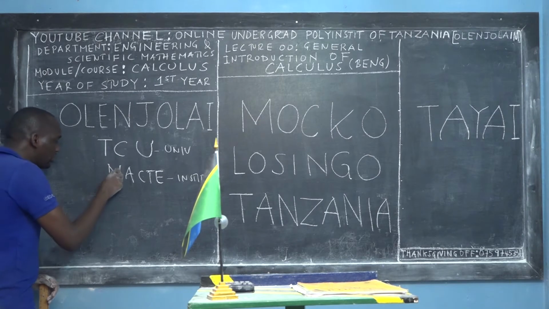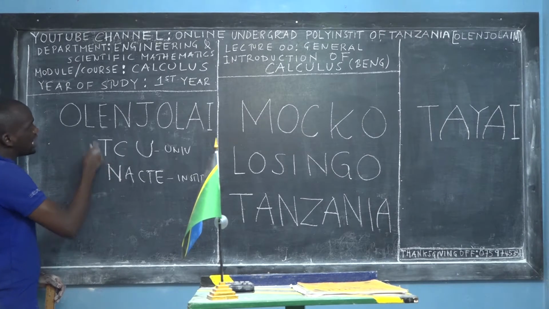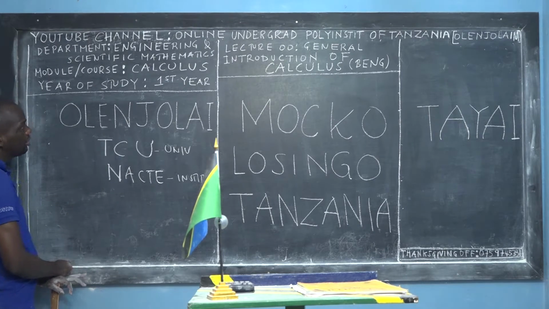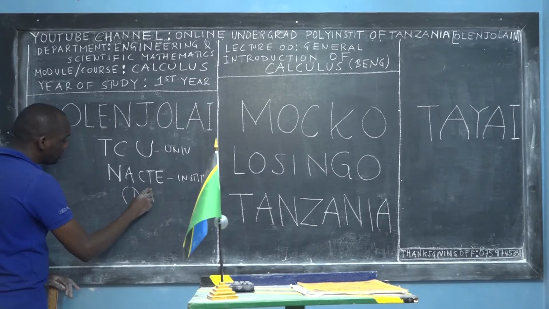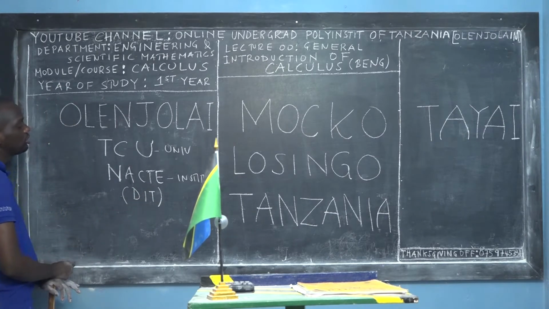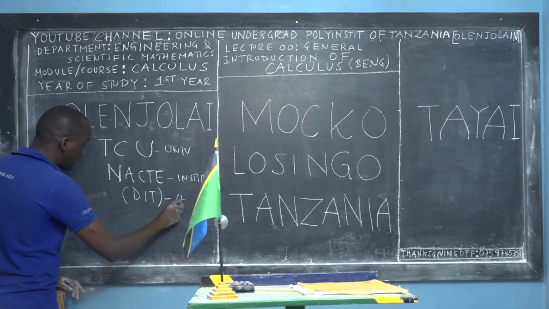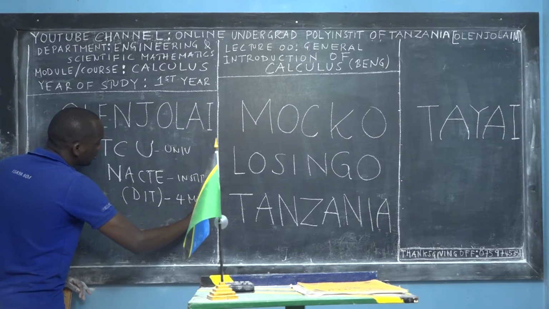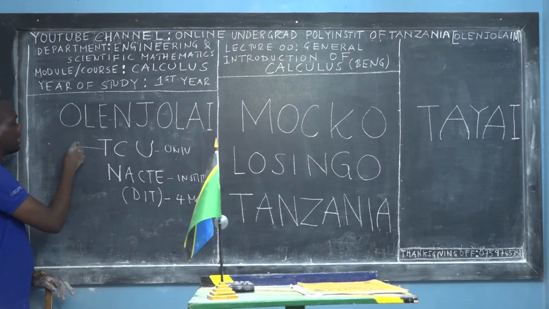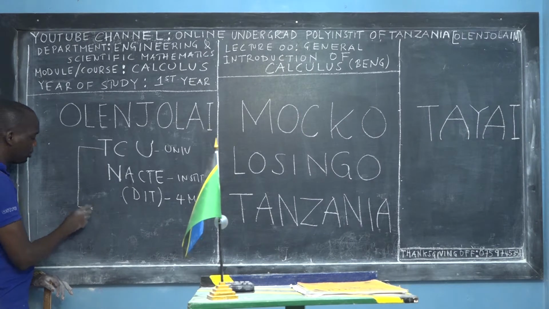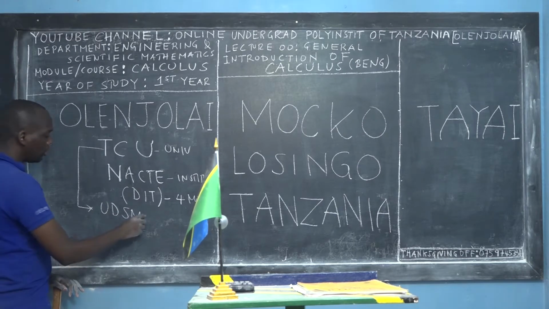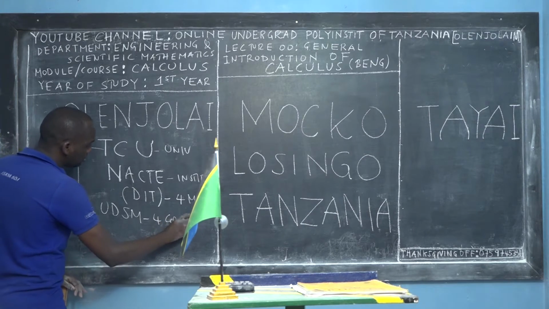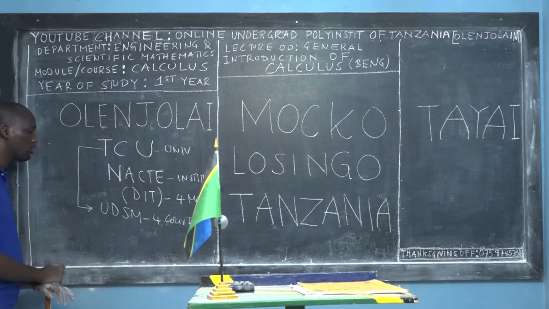So in order to teach all the students who are pursuing engineering and scientific courses, the engineering and scientific mathematics for NATE, under NATE curriculums, I will be using the curriculums of Dar es Salaam Institute of Technology, which for undergraduate students have 4 modules. And then for the TCU, I'll be using the curriculums of University of Dar es Salaam, in abbreviation called UDSM. Also, they have 4 courses, so they call them courses, they don't call them modules.